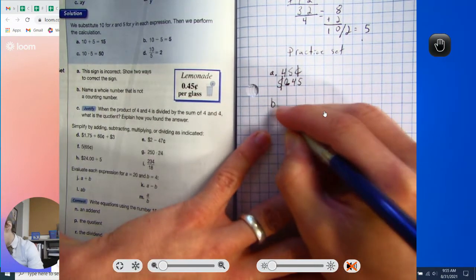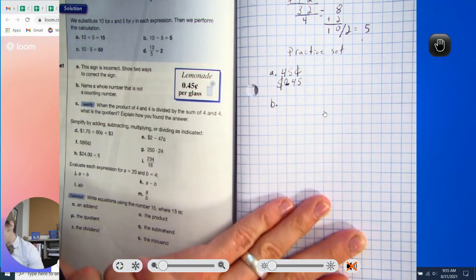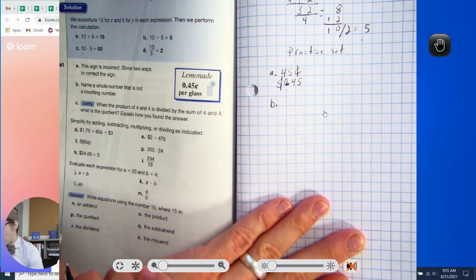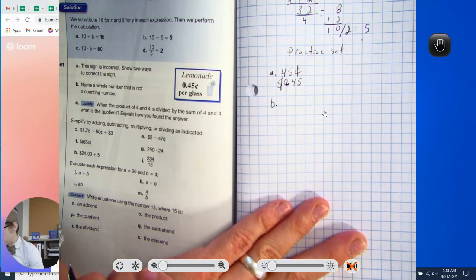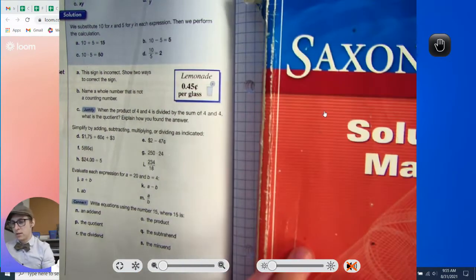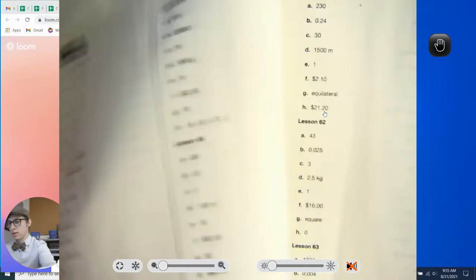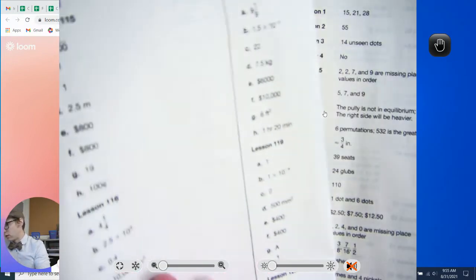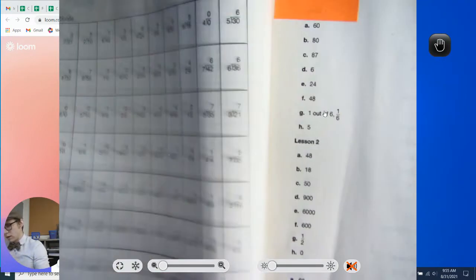B, name a whole number that is not a counting number. Now, I am actually not sure what they're trying to ask here. Some of this stuff is not stuff I use very often. Let's see what they're trying to get us to do here. What do they want here?